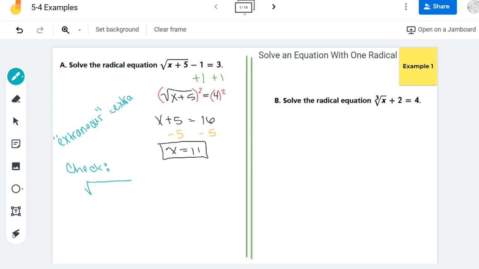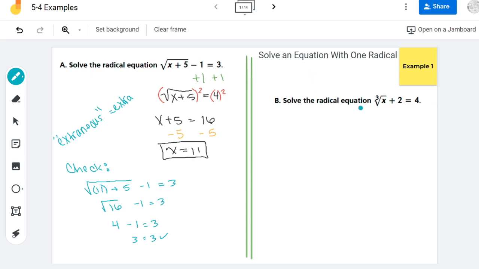So here we go. I'm taking that 11 and plugging it in. 11 plus 5 is 16. The square root of 16 is 4. And 3 does equal 3, so this is definitely a solution.